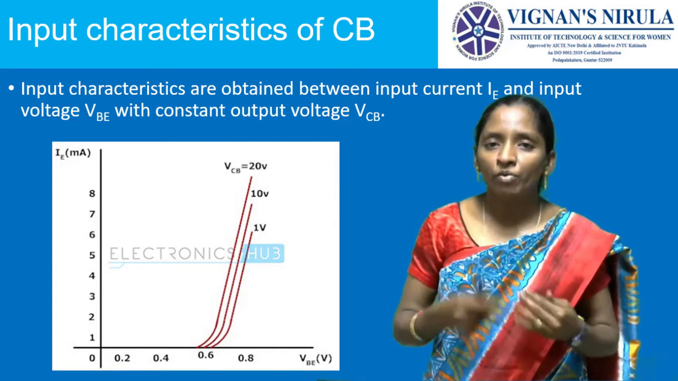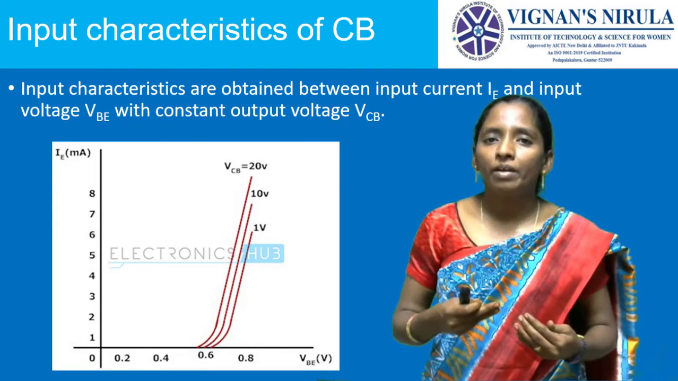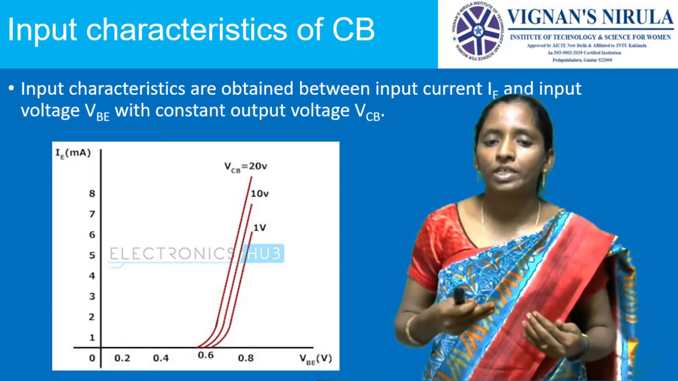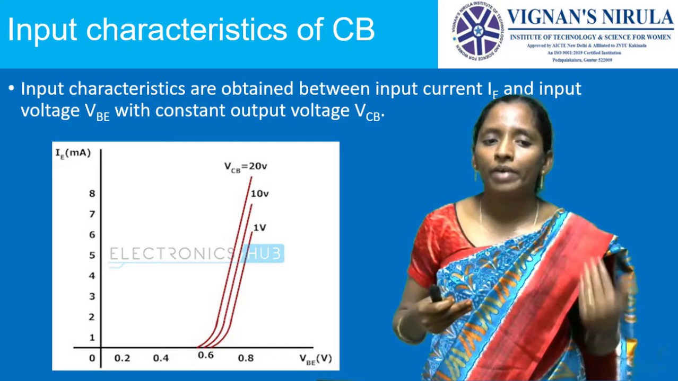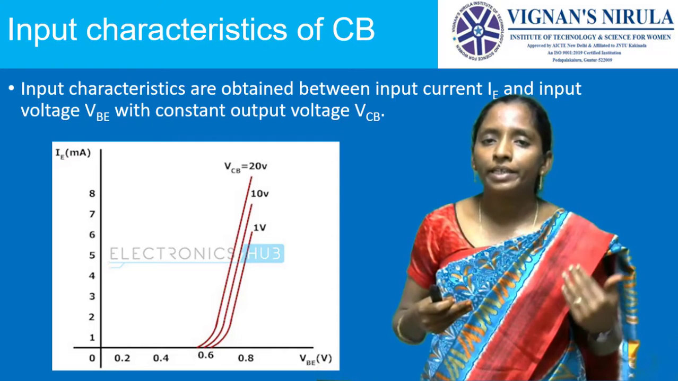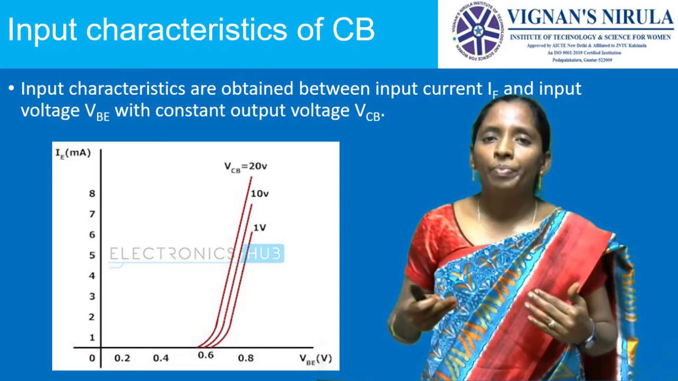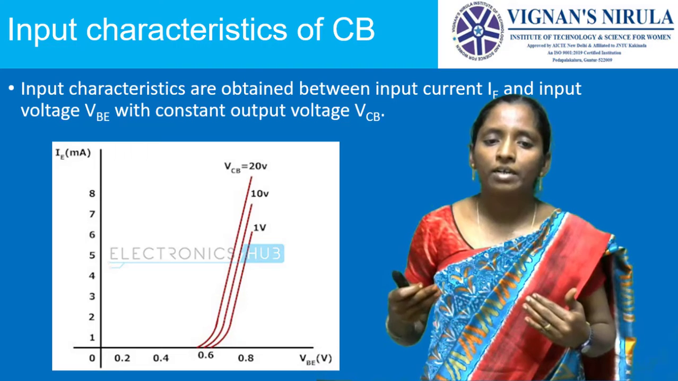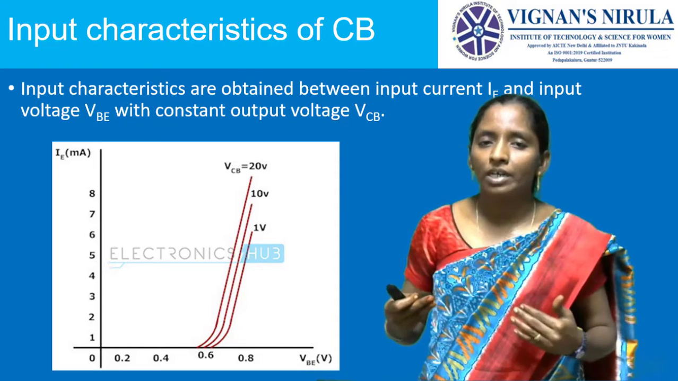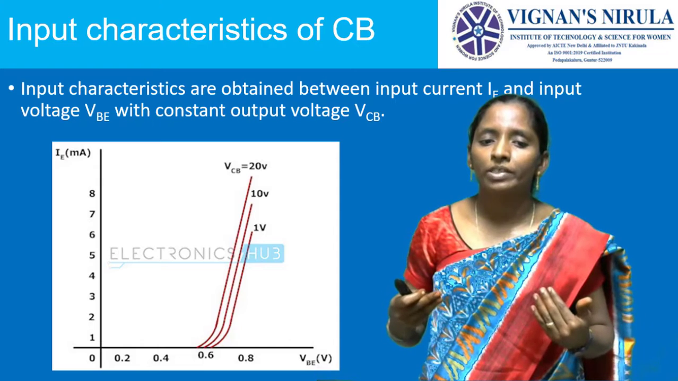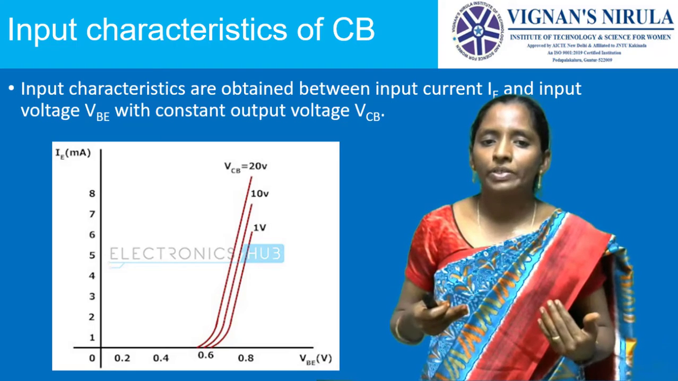Here we plot a graph between input voltage and input current, keeping the output voltage constant. We are taking input voltage on the x-axis and input current on the y-axis. Here the input current is IE, so it is taken in milliamps, and VBE is in volts. Now keep the output voltage constant at VCB equal to 1 volt, VCB equal to 10 volts and VCB equal to 20 volts, and draw the plot for VBE and IE values.